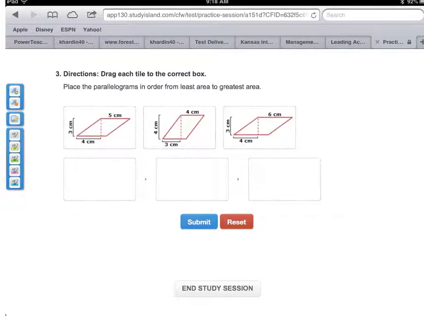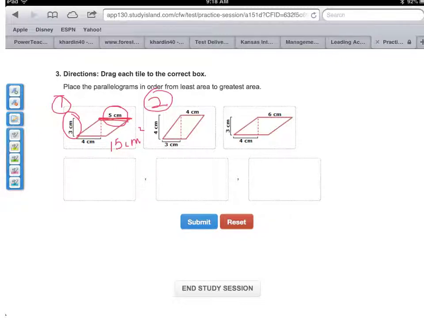This question is asking us to place the parallelograms that you see in order from least area to the greatest area. In other words, we're going to have to find the area of 3 parallelograms and then put them in order. Area of a parallelogram is the base times the height, and for our number 1 over here, we need to take the base, in this case, which is 5 because it goes all the way across. 4 does not. So the base we want to use is 5 and the height is 3. That means the area of this parallelogram would be 15 centimeters square.